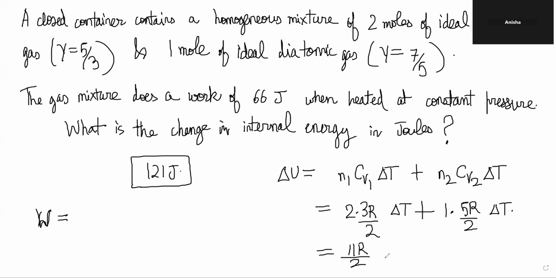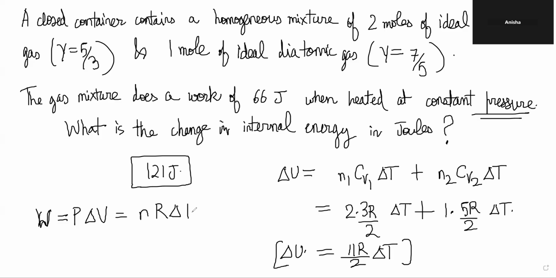This is your delta U, and work done is P delta V because it is constant pressure, right? And P delta V can be written as N R delta T, but N is the total moles for the whole mixture now. So that will be 3 R delta T, which is 66. So that gives you R delta T is 22. You put that value here, you'll get 121.